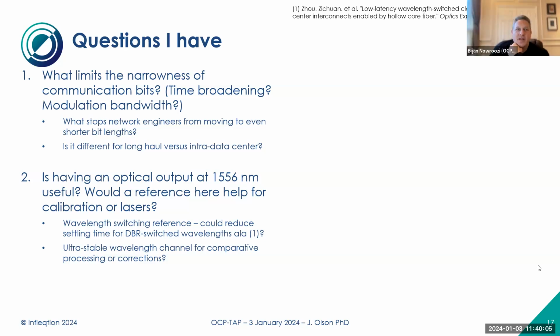It depends on the PHY. Different PHY techniques require different levels of jitter and frequency stability, so that's difficult to answer. I think you have to look at each different PHY and answer it separately. Makes sense.